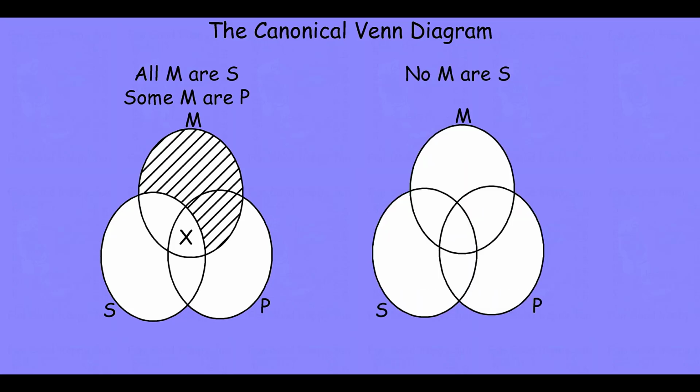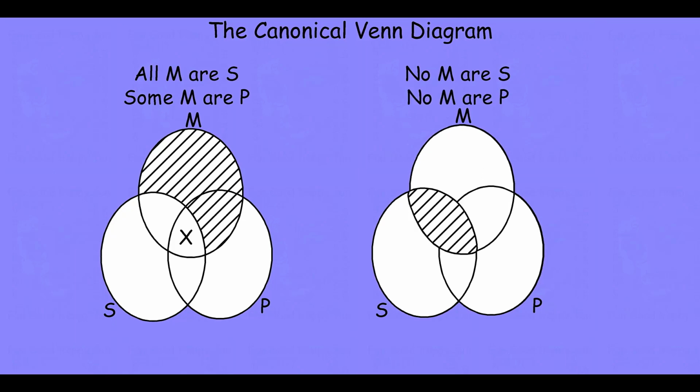Suppose I have a premise that says no M are S. Again, as a Boolean, I say I don't know if there are any M's and I don't know if there are any S's. But what I do know is nothing that is an M can also be an S, and therefore that intersection between M and S would have to be empty.